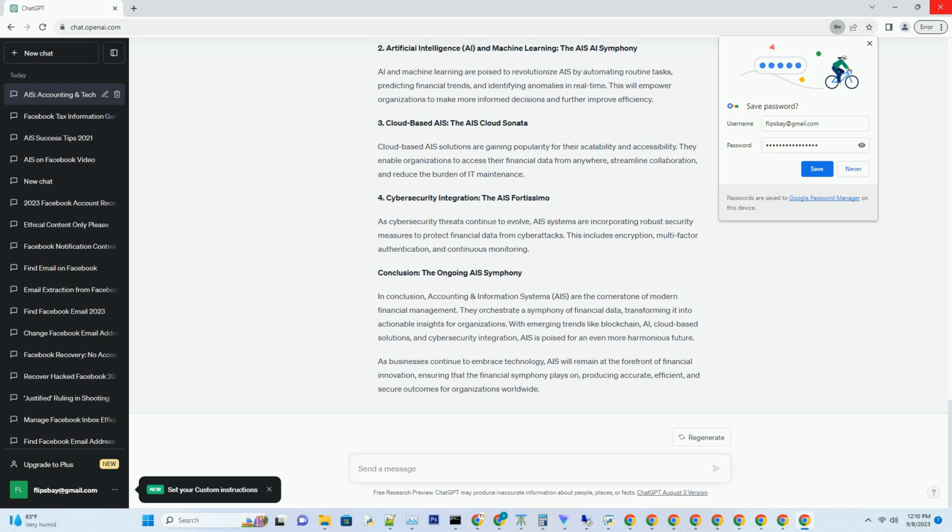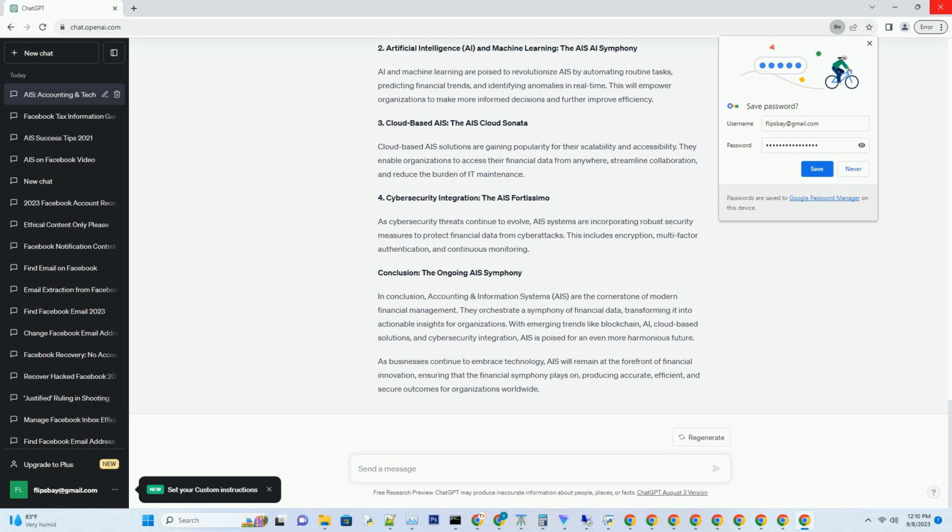AIS ensures that transactions are recorded following established accounting principles such as double-entry bookkeeping, which provides a solid foundation for financial reporting and auditing. The result: a harmonious start to the financial journey.